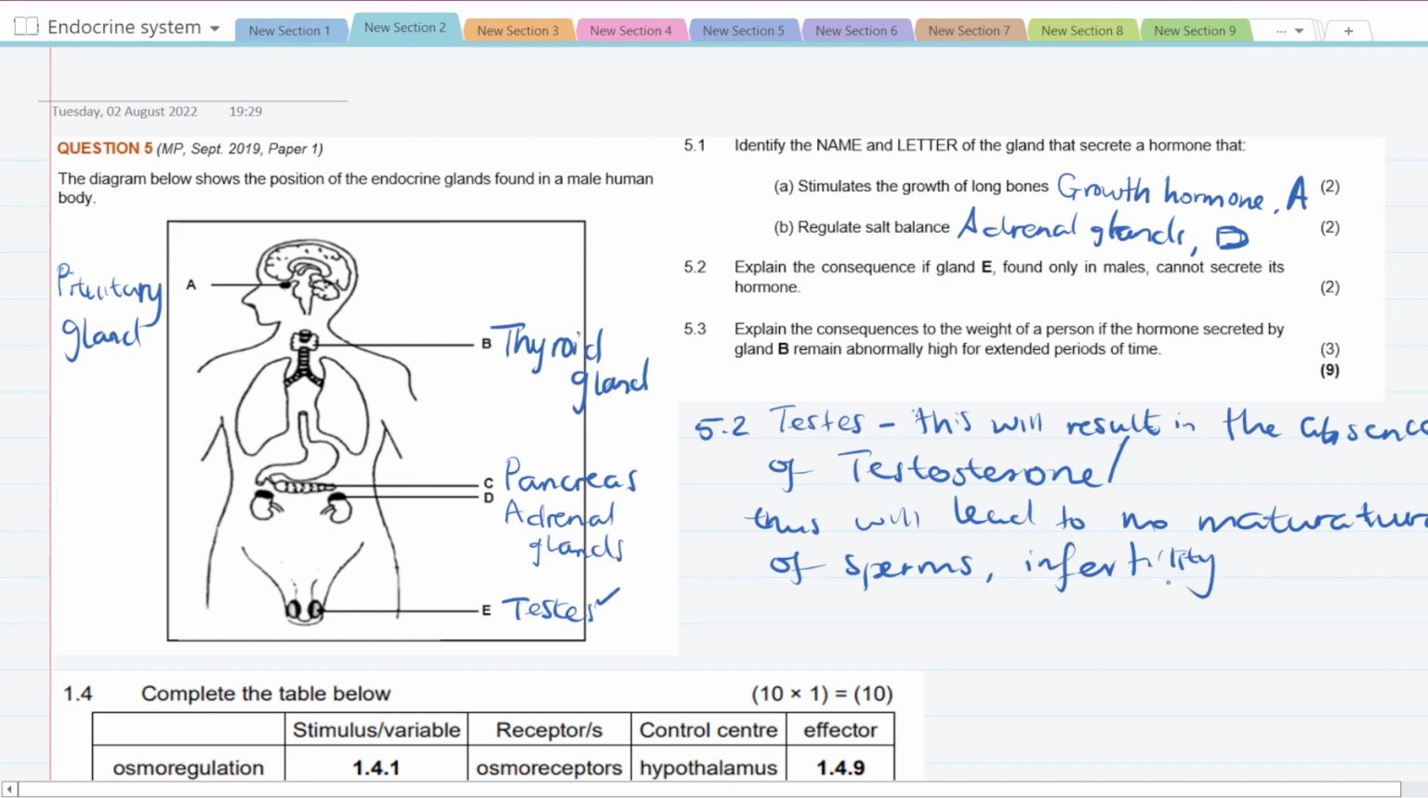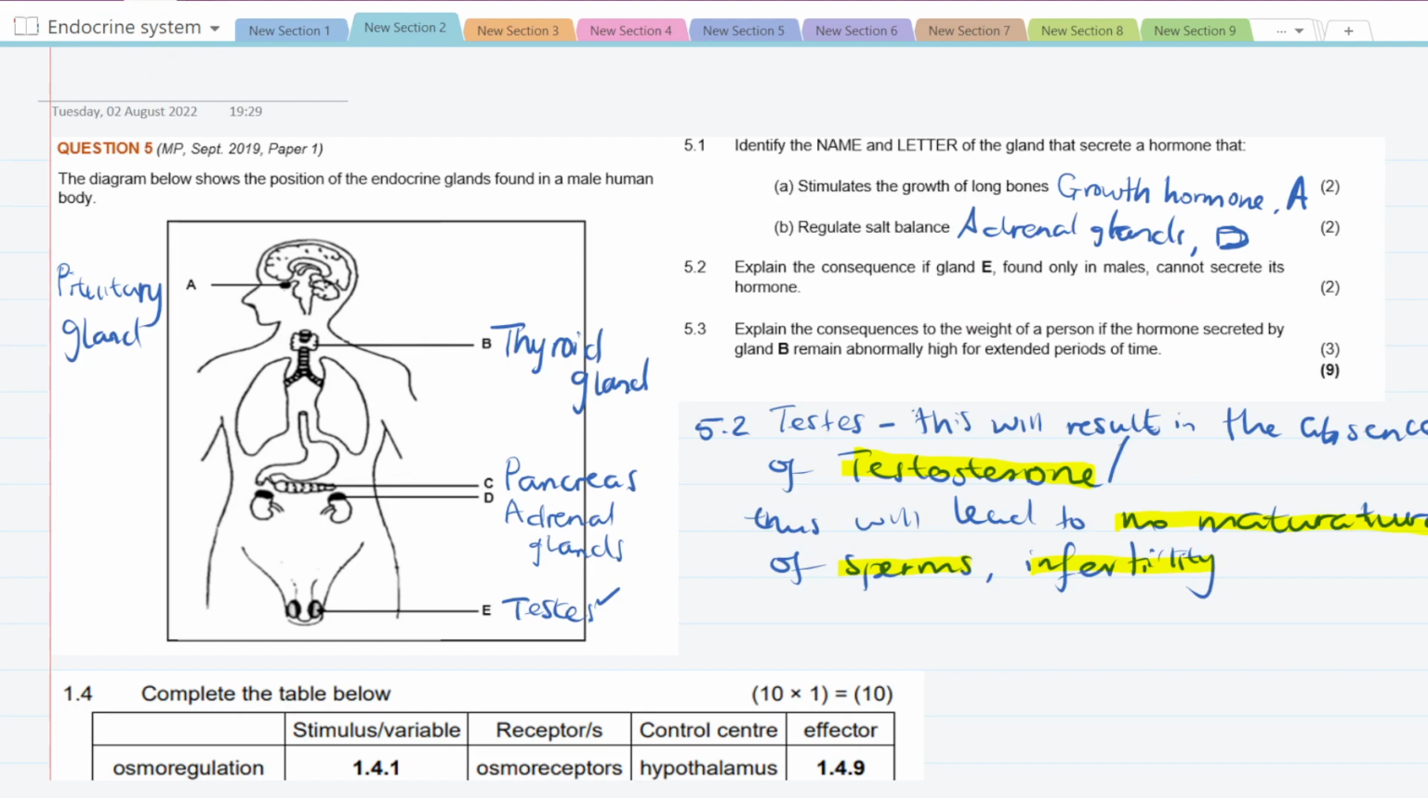So this male, if they are unable to produce testosterone, therefore they will be infertile because they cannot produce sperm cells, and if the sperm cells are not mature enough, therefore they cannot have children, so that male will be infertile, right?